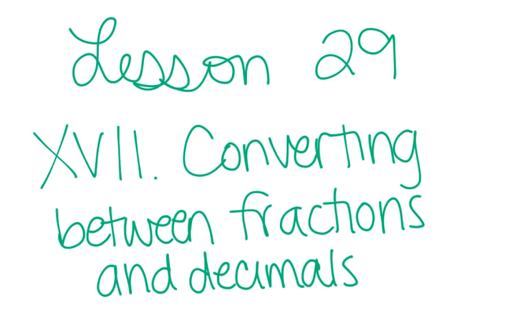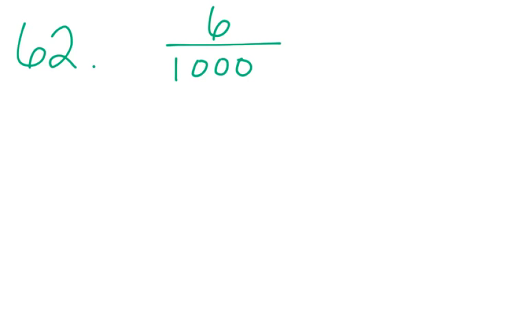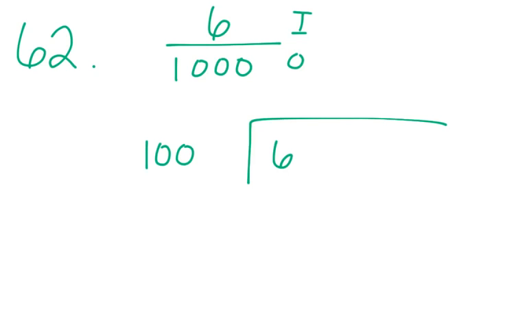All right, seventh graders, this is lesson 29, section 17, converting between fractions and decimals. All right, number 62 says 6 divided by 1,000. Now remember, there's two ways to do this. The easiest way to do it for you, without using the shortcut, is to just divide. Divide. If you divide every single time, you will get it right. Okay, so this is inside, outside, so 6 divided by 1,000.